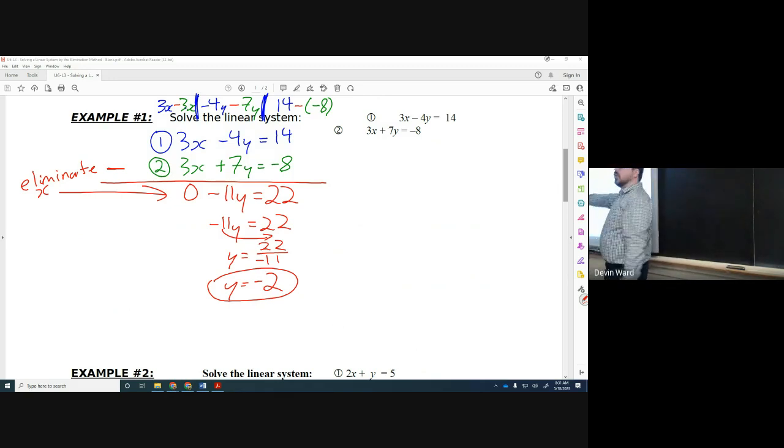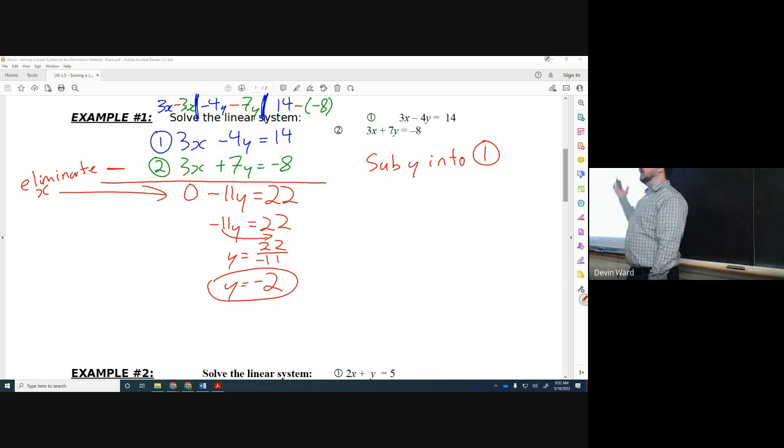Okay, now we know what the y is. We want to find out what the x is. We can sub that into 1 or 2 now. I'm just going to sub y into equation 1, but if you sub it into equation 2, it'll work as well.